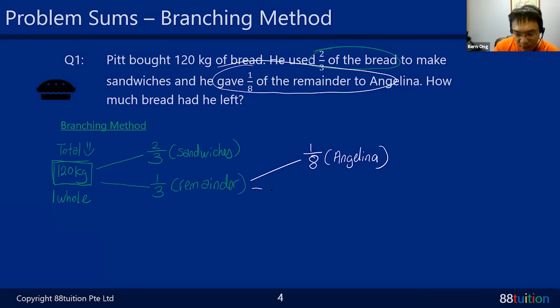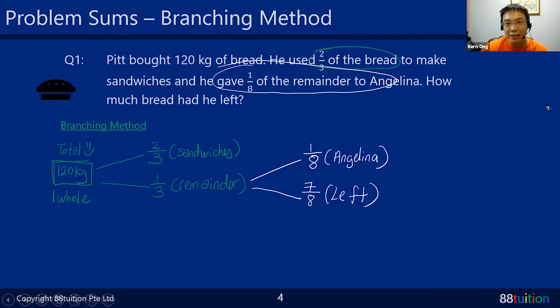Then what is the other side of the story? One out of eight parts is given to Angel. That means there is a 7/8. This 7/8 is called what? This is called left. So once you get to here, then you can say, okay, let me draw a line here to do a little small conclusion.